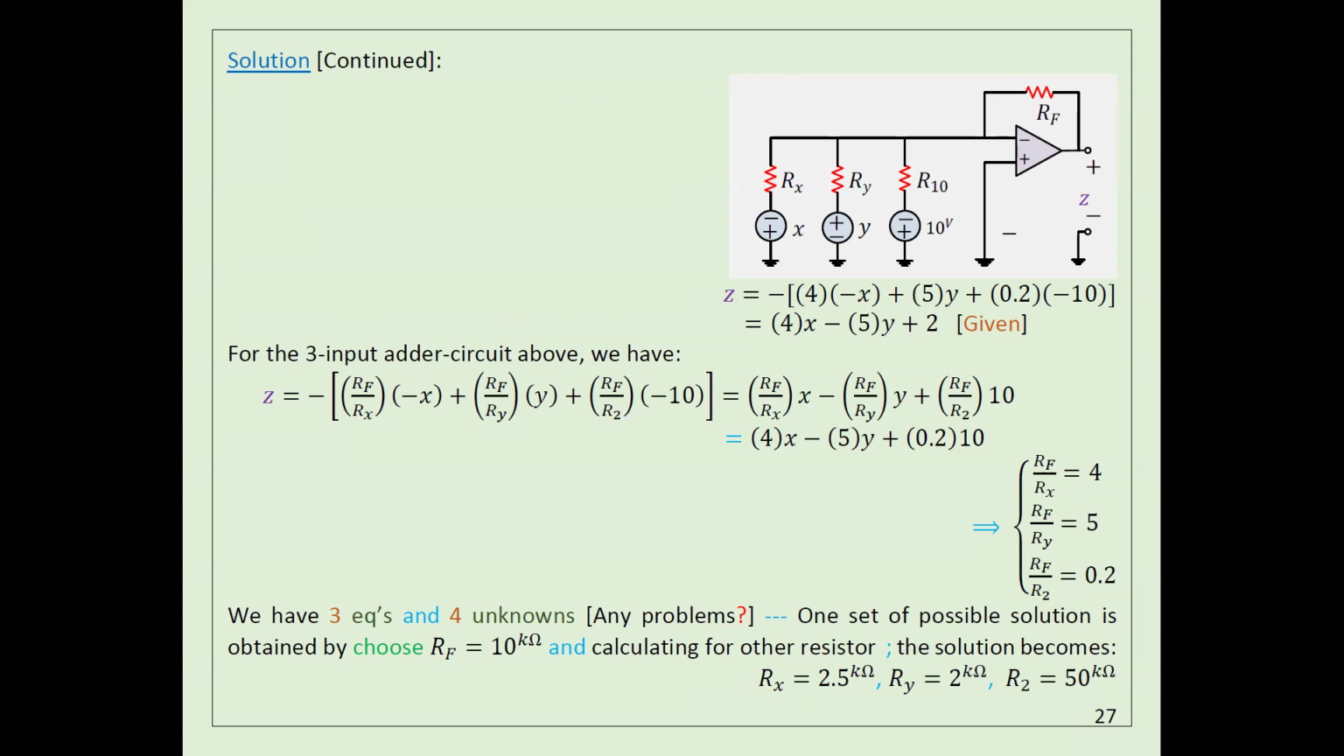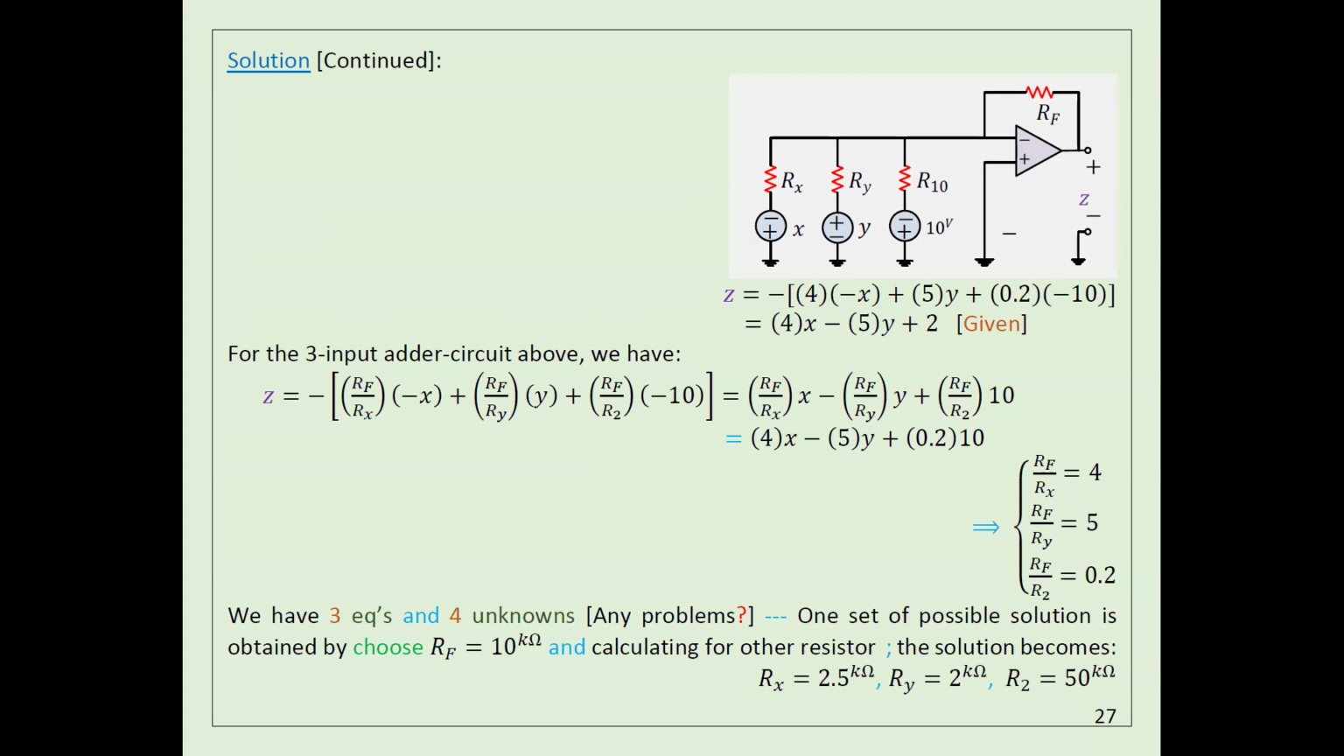Anyway, so here I just decided to select RF equal to 10K. And then here 10K divided by Rx equal to 4, I can calculate Rx. 10K divided by R1 equal to 5, now I can calculate R1. 10K divided by R2 equal to 0.2, now I can calculate R2.